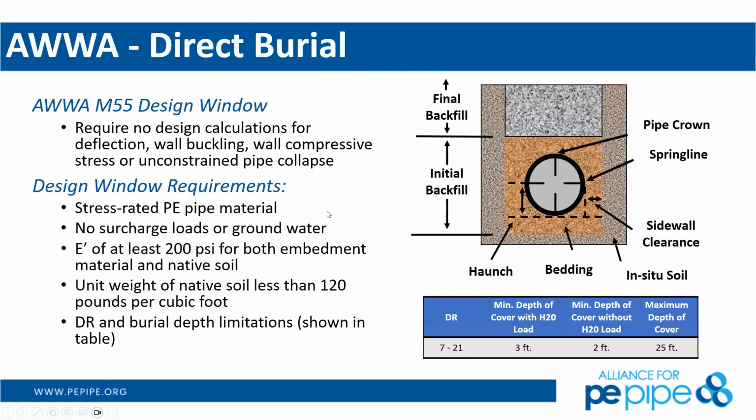A lot of this comes from AWWA's calculations and PPI's. Now, for most of us on the call, 95% of your installations are simply going to be within this design window of a DR7 to a DR21, minimum depth of cover, H20 loading. That's a box truck with 3 feet. Without the H20 loading, that's 2 feet, and then a maximum depth of cover of 25 feet.